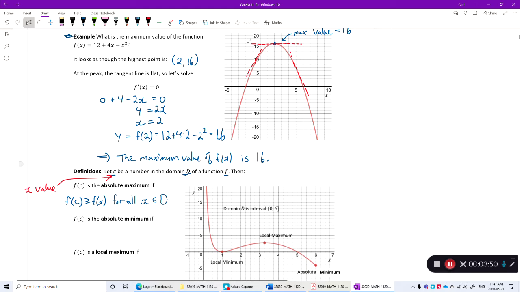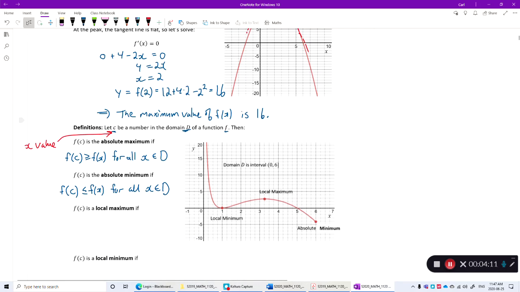Absolute maximum means it's the very highest point. There's no other point higher than that. f of c is the absolute minimum if, same thing, just the other way around, f of c is less than or equal to f of x for all x in the domain.